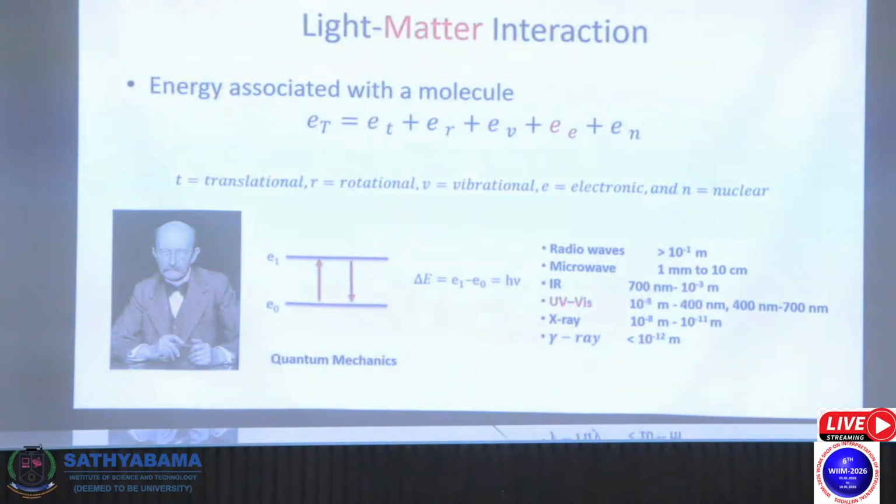Then the absorption happens. It's called resonance absorption. Now, when we say electromagnetic spectrum, there are a bunch of waves, starting with the radio waves, microwave, IR, UV, visible, X-ray, gamma ray. But as I said, for the common man, when we say light, that is the visible part.